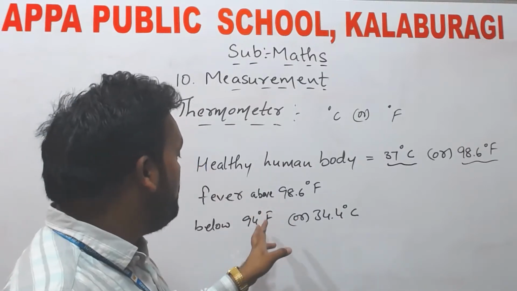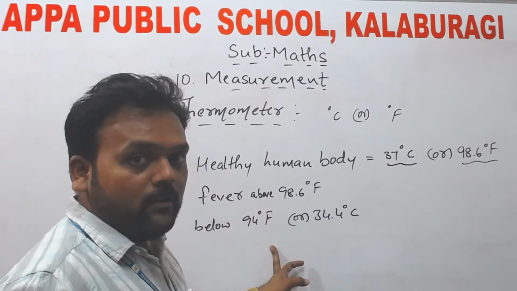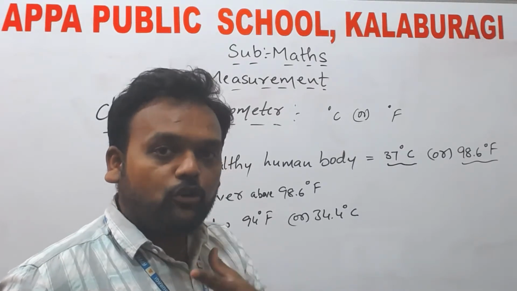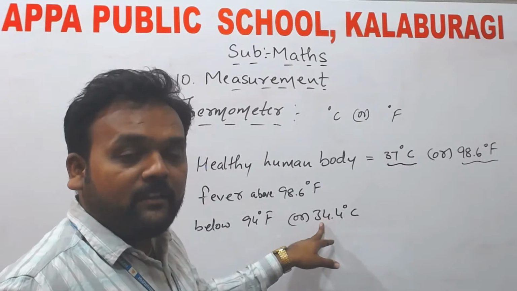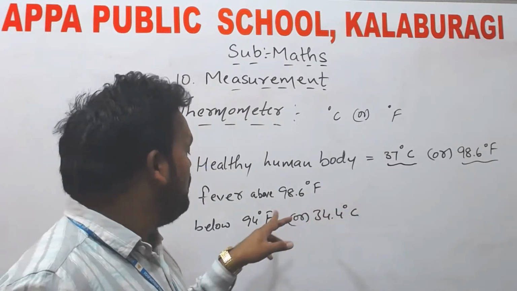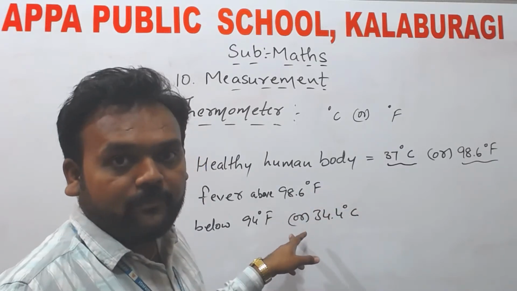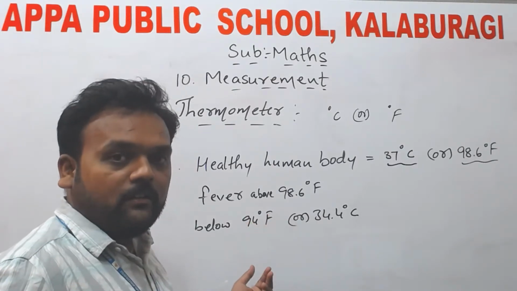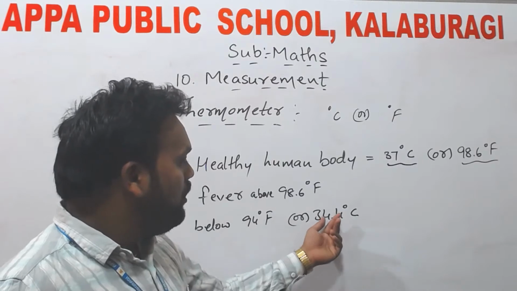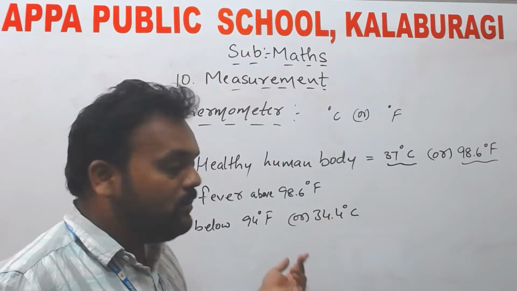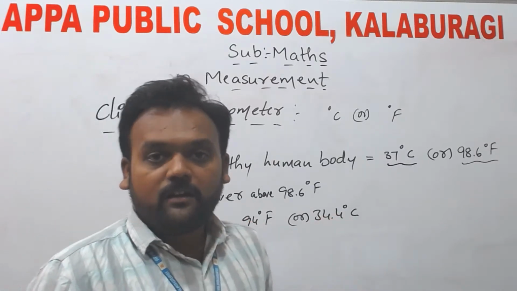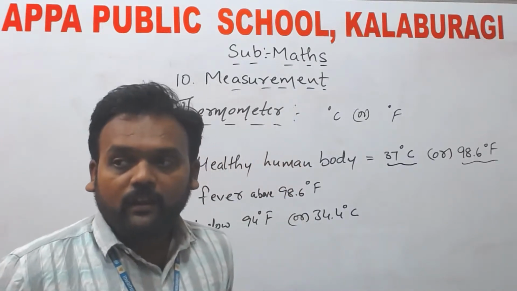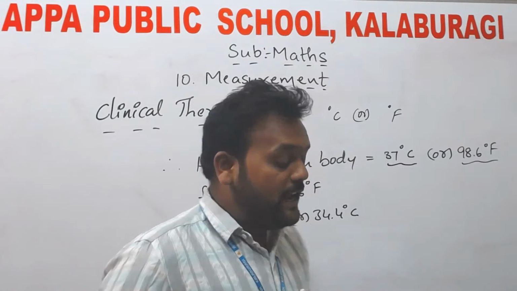It should be above, not below, 94 degrees. For example, if I have a temperature, it should be more than 34.4 degrees Celsius or more than 94 degrees Fahrenheit. It should not be below 34.4, and not below 94 degrees Fahrenheit. Understood, students? Yes. Now, it should not be above 108.